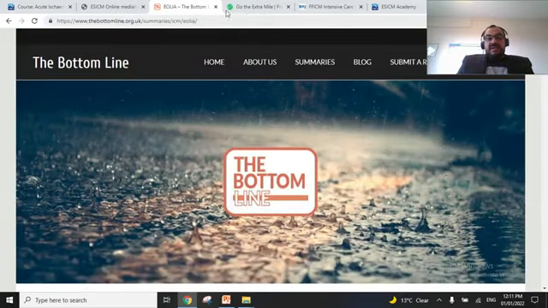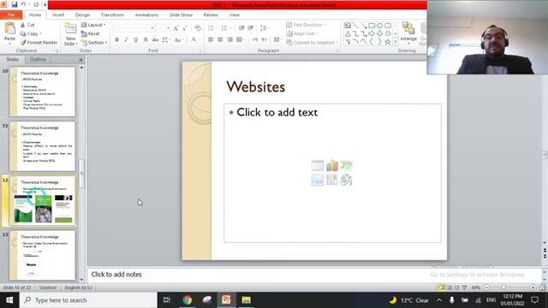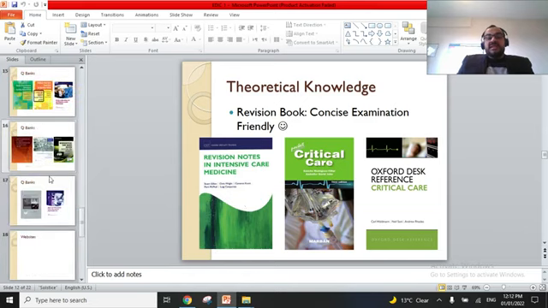It's helpful for anyone who is preparing to have a quick general idea about the landmark studies in intensive care medicine. You will find a summary of these landmark studies at the end of this book, which is the Revision Notes in Intensive Care Medicine. There are around 10 pages summarizing the landmarks in intensive care medicine.